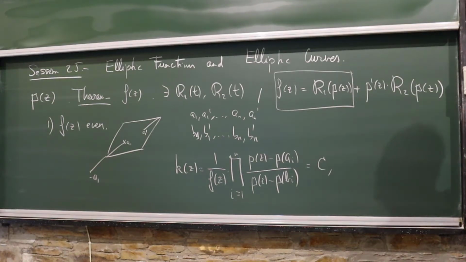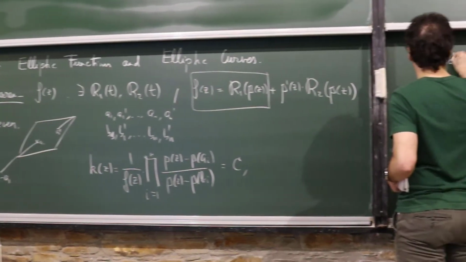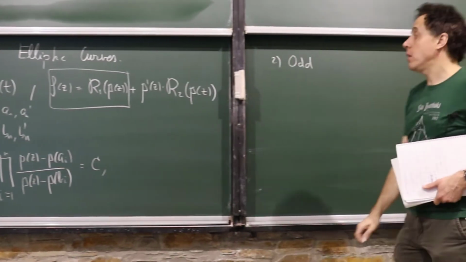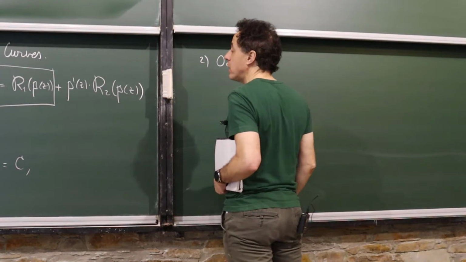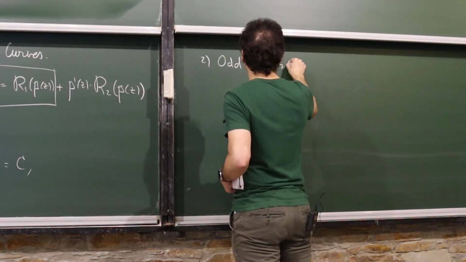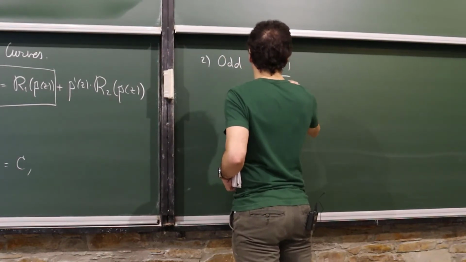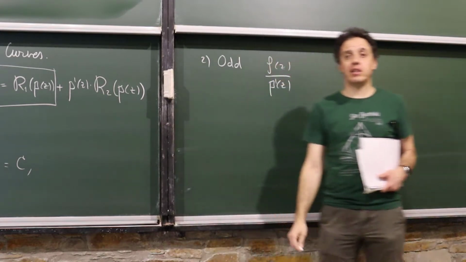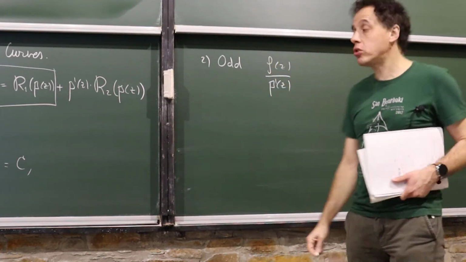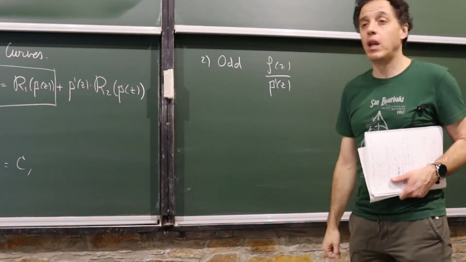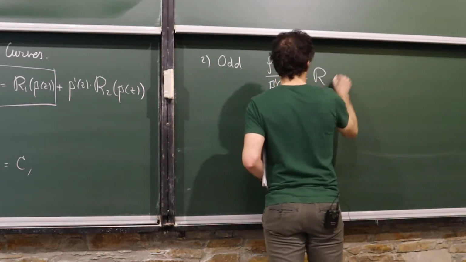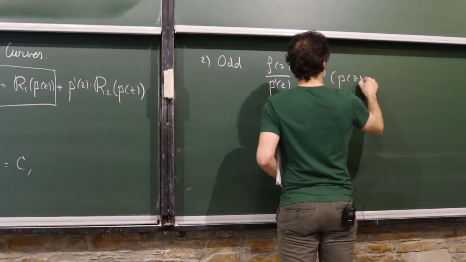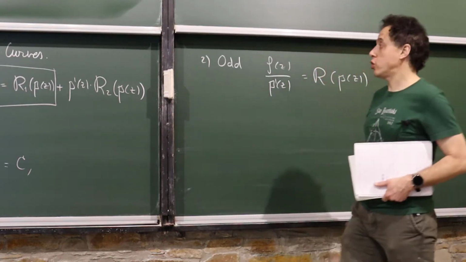If you are in the odd case, if f is odd, it is quite easy also, because you can, for instance, consider f over p prime of z. This is the quotient of two odd functions, so it is an even elliptic function. So it can be written as a rational function of p of z. So you have this writing here.